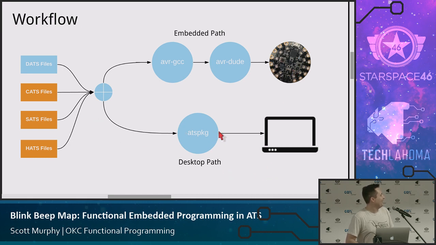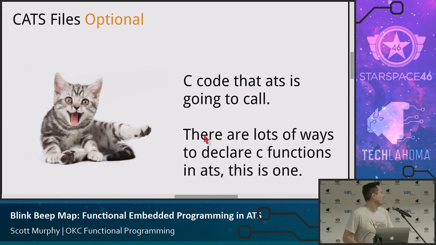It's a lot cleaner path if you're going to your desktop. You just run ATS package. Thank you again, Vanessa McHale. I don't know if she'll ever see this, but boy, I sure like ATS package. Okay, CATS files, named after cats. Not really. It's named because it's C code, right? So it's a way you can call C code. There's like 5 ways of calling C code. This is one of those ways.